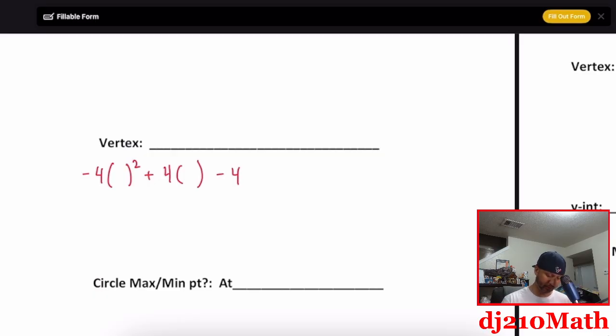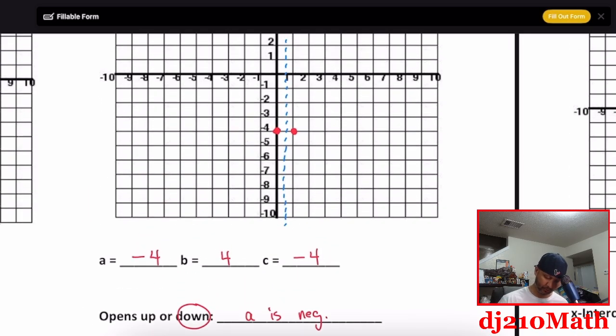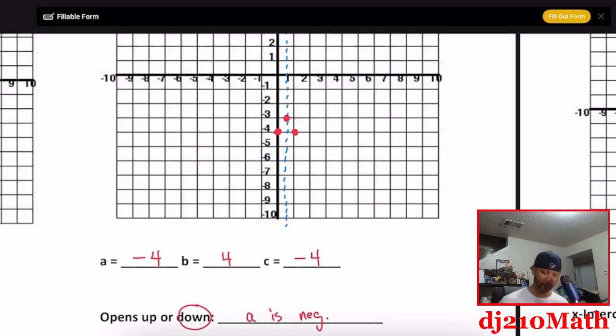What are we plugging in? 1/2. All right. So 1/2 squared is 1/4. 1/4 times negative 4 is just negative 1. Plus 4 times 1/2, that's 2, minus 4. So negative 1 plus 2 minus 4. Negative 1 plus 2 is 1. 1 minus 4, negative 3. So when x is 1/2, y is negative 3. Let's see if that's true. It is. That is above. So negative 3.